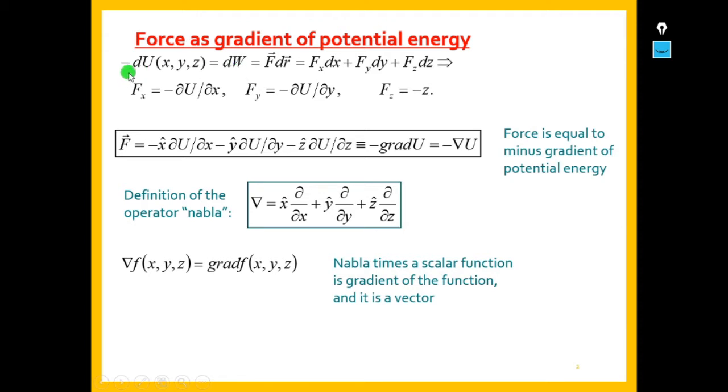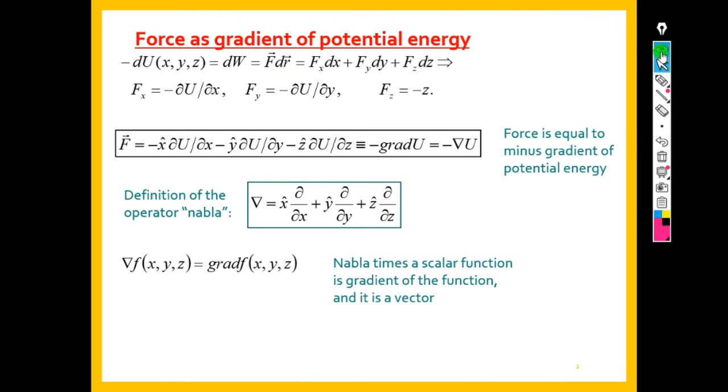So this can be written as minus dU in terms of x, y and z is equal to work done, that is dW, which can be written as force into displacement, or force into position vector, so force dot dr. dr is the position vector in terms of x, y and z directions. We know that the position vector r is equal to xi plus yj plus zk. Hence when we differentiate the position vector, we get dx i plus dy j plus dz k.